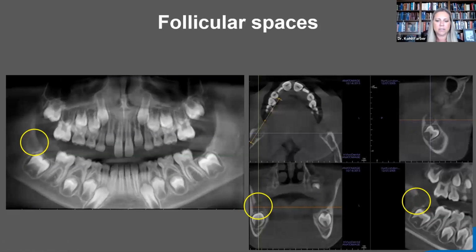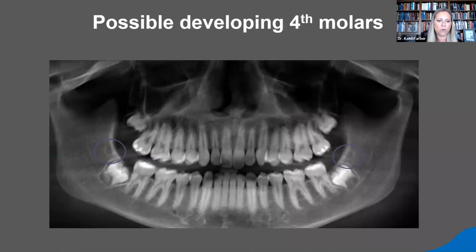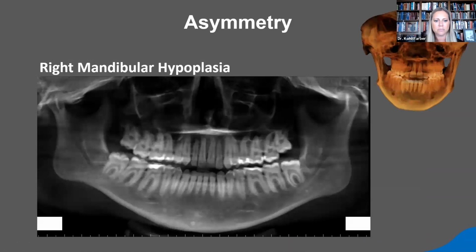Evaluating follicular spaces. These particular cases, especially in a young individual, maybe about 7 or 8, we'll get cases sent to us where they think that there is some type of a lesion. This is just our 3rd molar follicular space that's starting to develop. And sometimes we can have 4th molars as well. So again, if we're trying to distinguish between a pathology, that's a good reason to go ahead and take a CBCT.